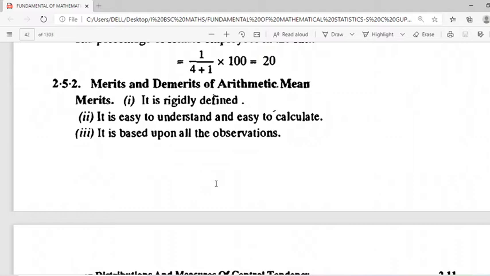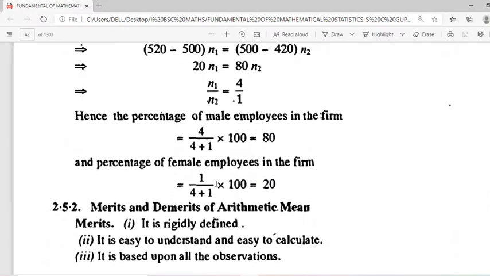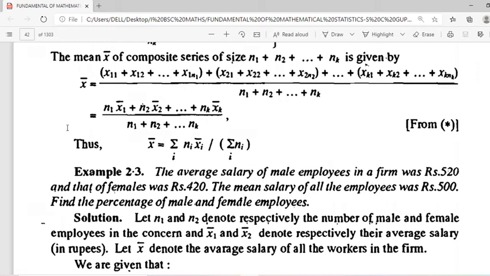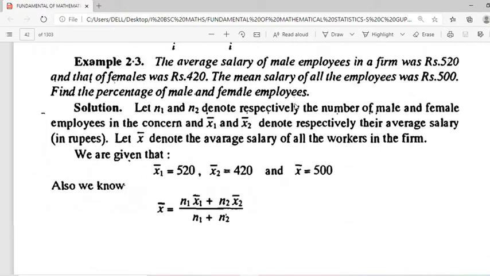What are the merits? One is that it is rigidly defined. Clear-cut mathematical formulas are given there. Second, it is easy to understand and easy to calculate. Very simple. In all these problems, we are using simple mathematical techniques: addition, multiplication, division, etc. So it is very easy to calculate. It is based upon all observations. Look at this formula. We can see that all observations are taken into account for computation of the mean.